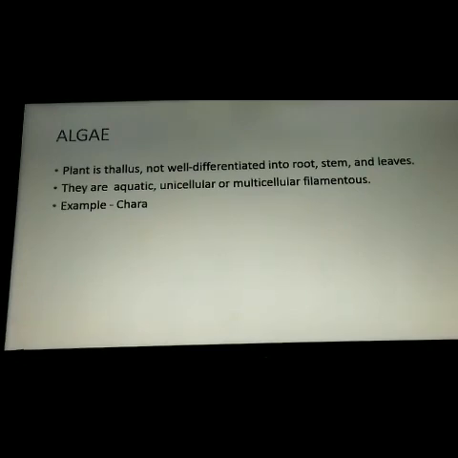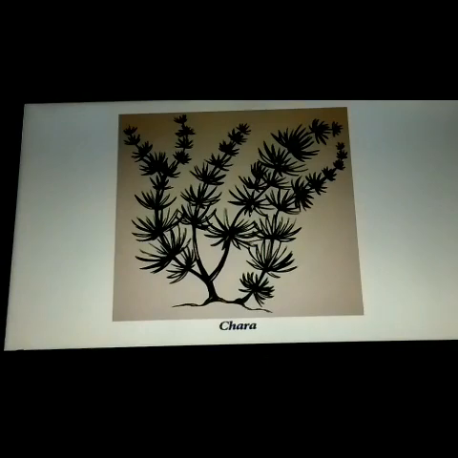And these plants are thallus, and they are not well differentiated into root, stem and leaf. In case of any algae, we can't differentiate which is root, which is stem and which is leaf. So we can't differentiate the parts of a plant in case of algae, right? Algae generally grow in the water region, and hence they are said to be aquatic. The main example we can say is chara. For example, I think you can see this picture. It is an example for the algae.